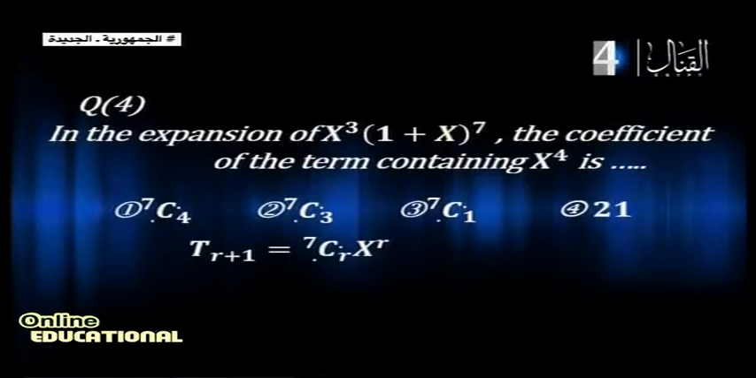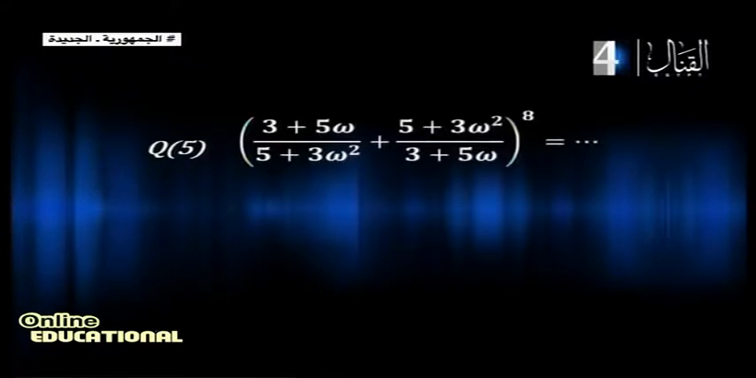We know that the general term T(r plus 1) equals 7Cr x power r. We put x power r equal x power 1, therefore r equals 1. Then the coefficient is 7C1. Another example.